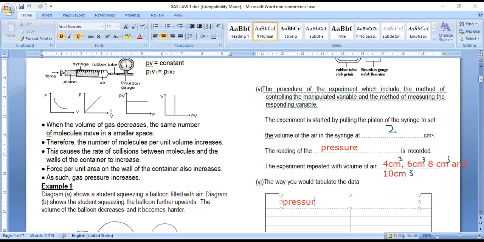Sorry, first column will be volume. Volume will be in cm cube, and then your pressure. The unit for pressure will be Pascal, so cm cube.